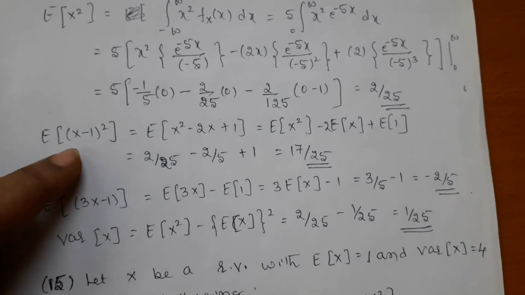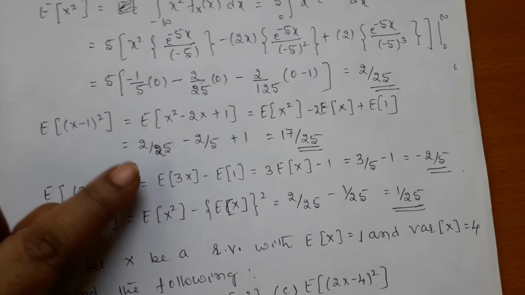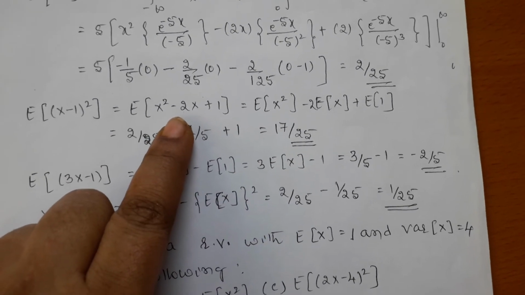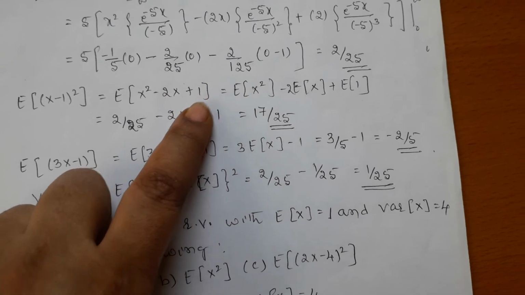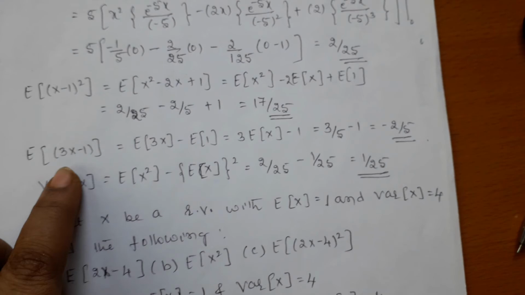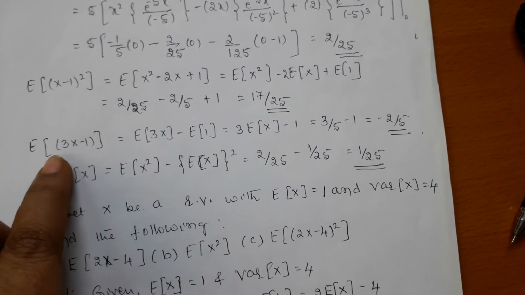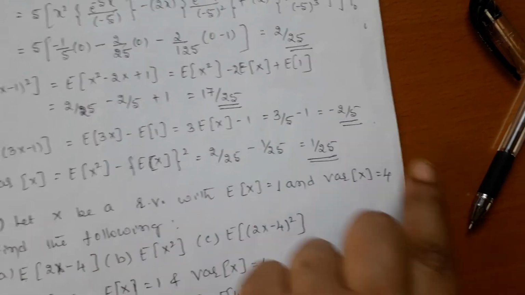Then from these two, what is E of (x minus 1) whole square? It expands to x square minus 2x plus 1. By the linear property of expectation, it is E of x square minus 2 into E of x plus E of constant. E of constant is 1. Substitute all the values. Similarly, what is expectation of 3x minus 1? It is 3 into E of x minus expectation of 1. Substitute the values.